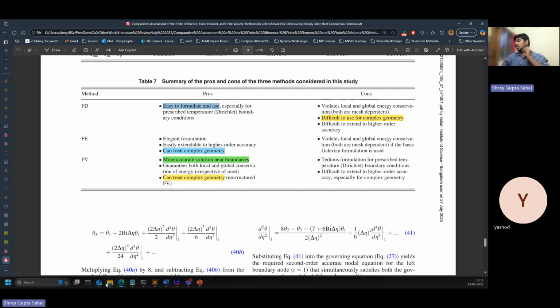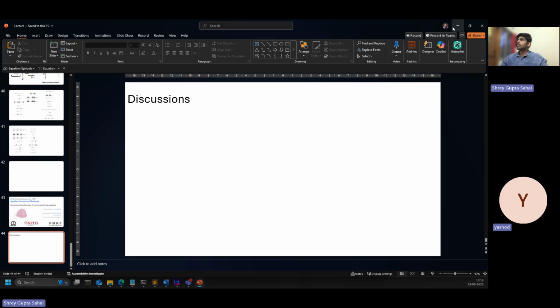So let me, well, actually, we don't need to open that up. Go ahead. Sorry to disturb. I was asking, if the same problem, instead of solving using finite difference, I solve using finite element, will it be applicable for complex geometries?